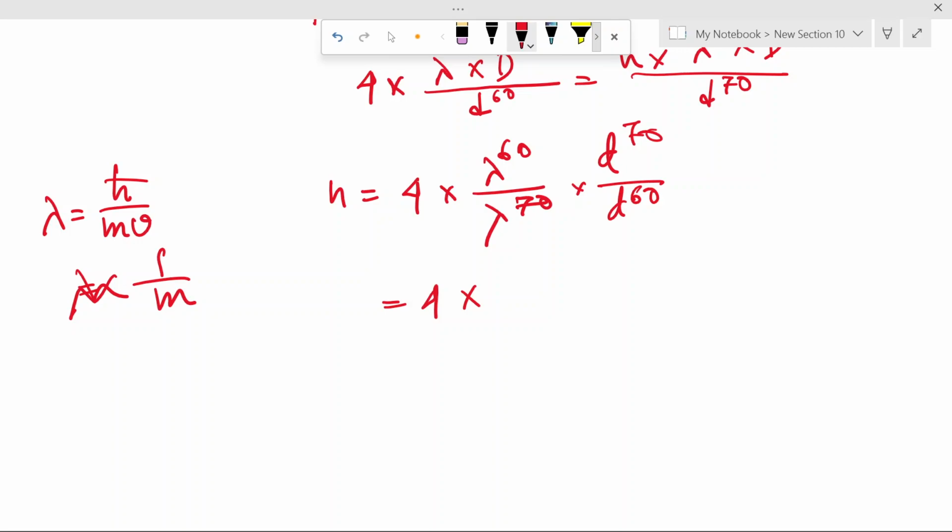So if there are 60 carbon atoms, the mass lambda will be proportional to 1 by 60. So lambda 60 by lambda 70 will be proportional to 70 by 60. Simple. And d70 has been given as 92.5 nanometer, and d60 is 50 nanometer. So you can evaluate what is the value of this quantity. So let's do that in my calculator and see what comes out.